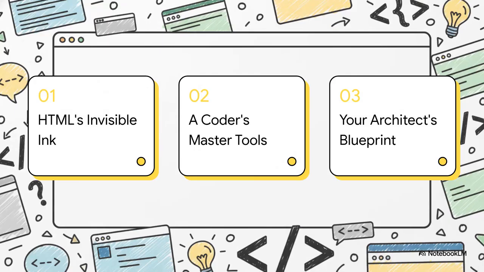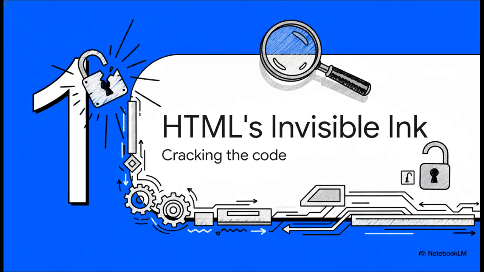Okay, so here's our plan. First, we're going to figure out what this invisible ink is all about. Then we'll check out the master tools and see how the pros use it. And finally, you'll get your very own architect's blueprint to try it out yourself. All right, Section 1, HTML's invisible ink.